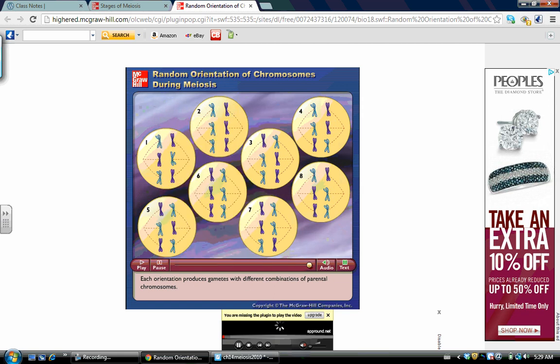I thought I'd pause it so you can see what they mean. If you look at the left side versus the right side, each of those is representing a different chromosome pair. Even though they look similar, the purple and green copies are the same.